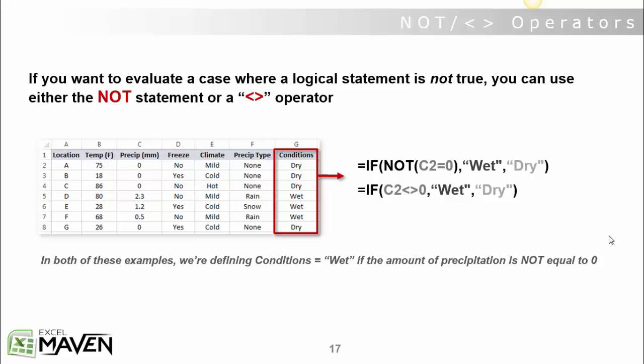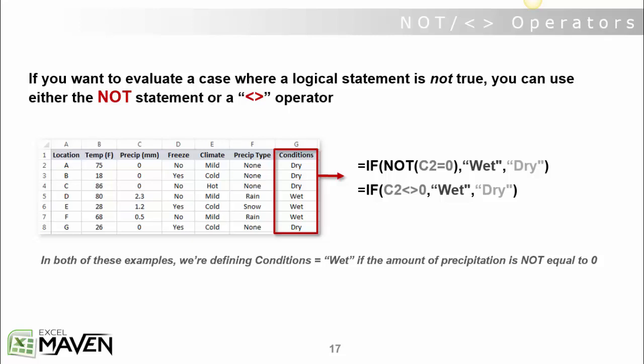means of accomplishing that. So here's an example where we want to redefine the conditions field based just on the precipitation column in column C. One way to do it would be to use the not statement and say if not C2 equals 0, which in other words is saying if C2 is not equal to 0, then value of true is wet, value of false is dry. Again, from a readability standpoint, it feels backwards. That's just the way Excel operates, so you just got to get used to it.